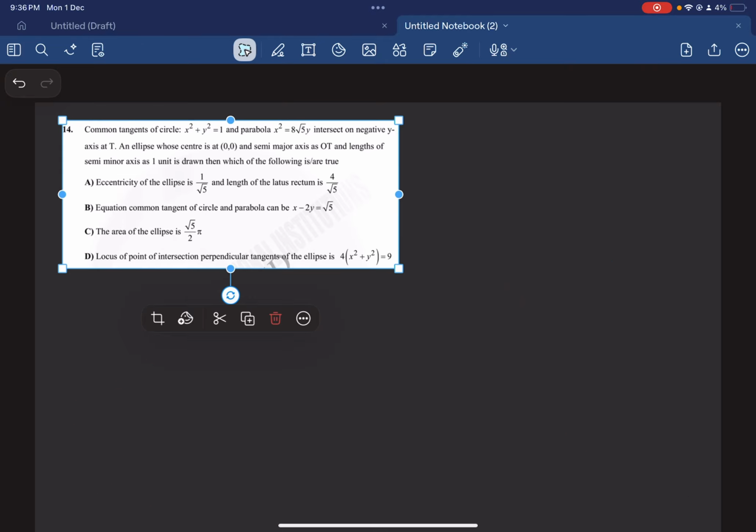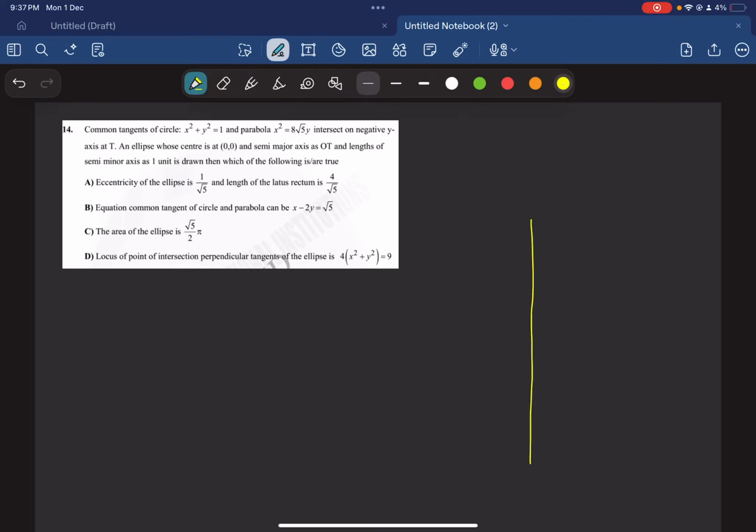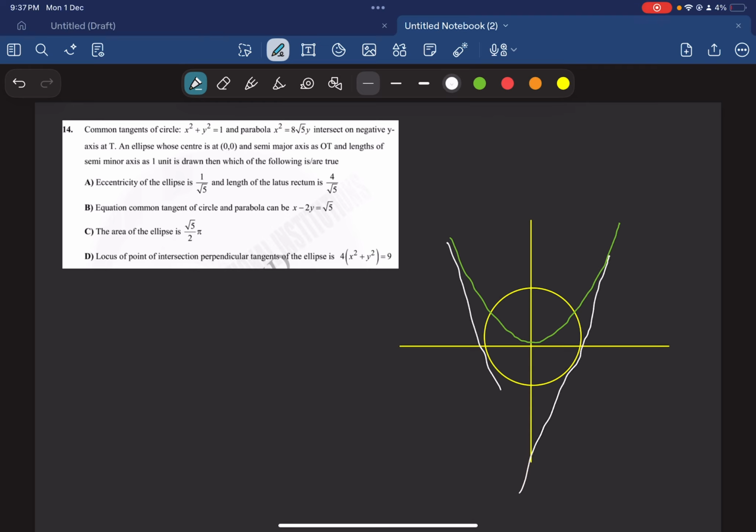So now we come to the final question. Common tangents of the circle and the parabola intersect the negative y-axis at T. Alright. So you have a circle, something like this. And you have a parabola, something like this. Now you are drawing common tangents to both circle and parabola. Since there is symmetry, they intersect on the negative y-axis. That is also given in the question. And this point is T.